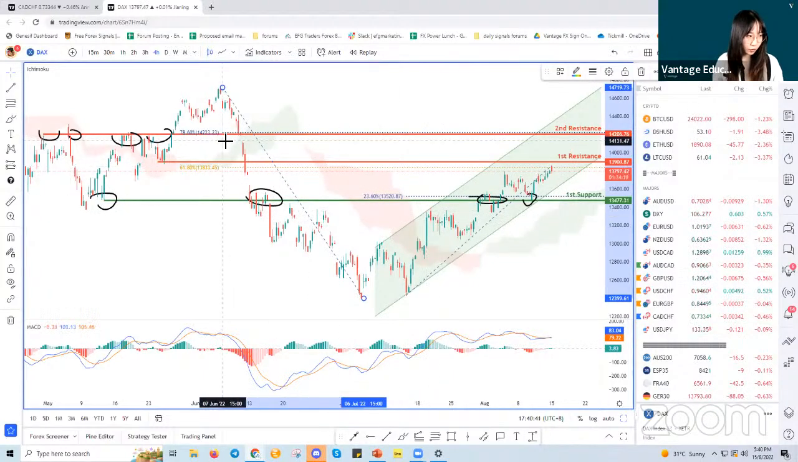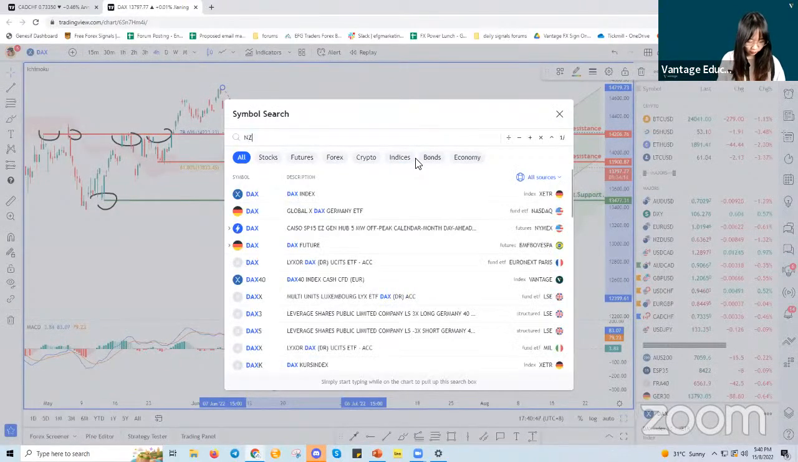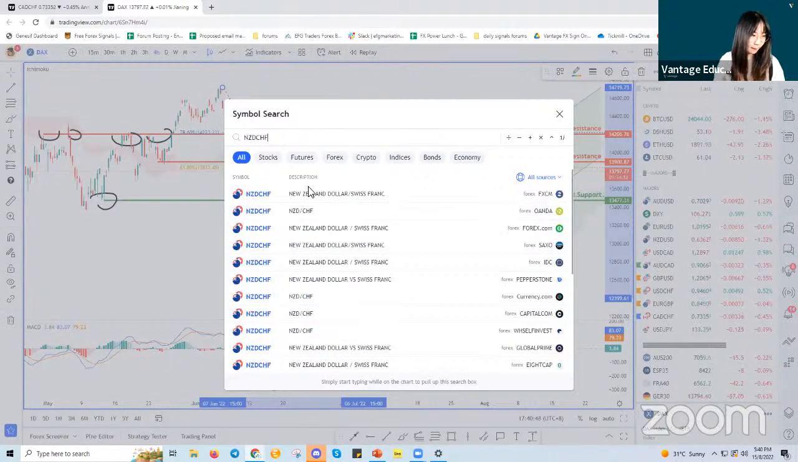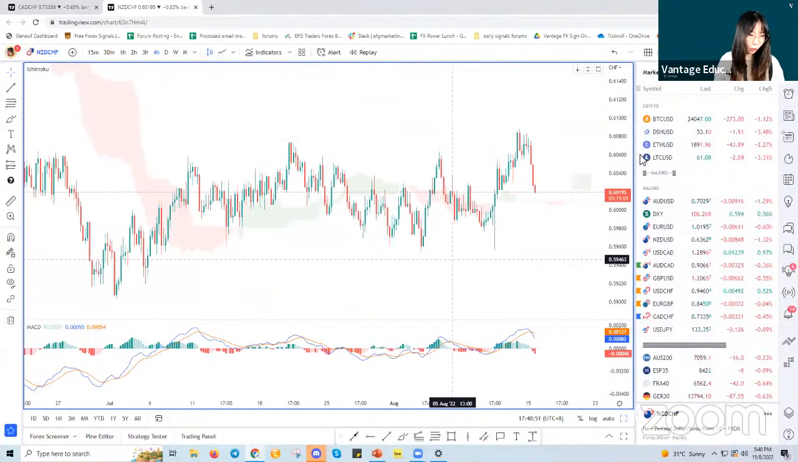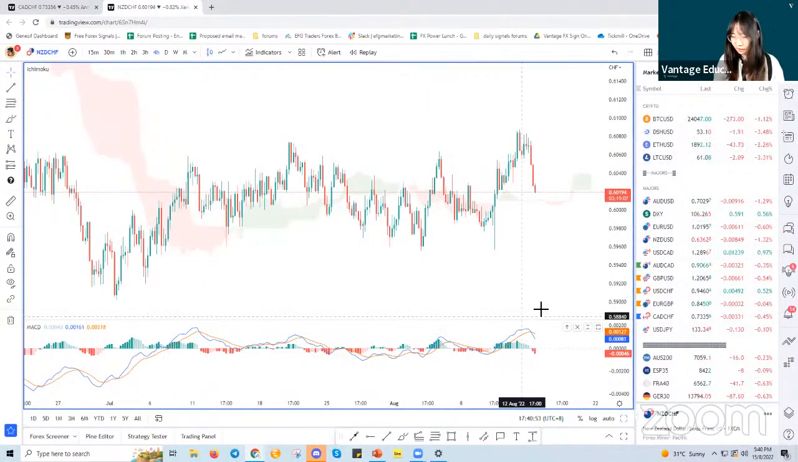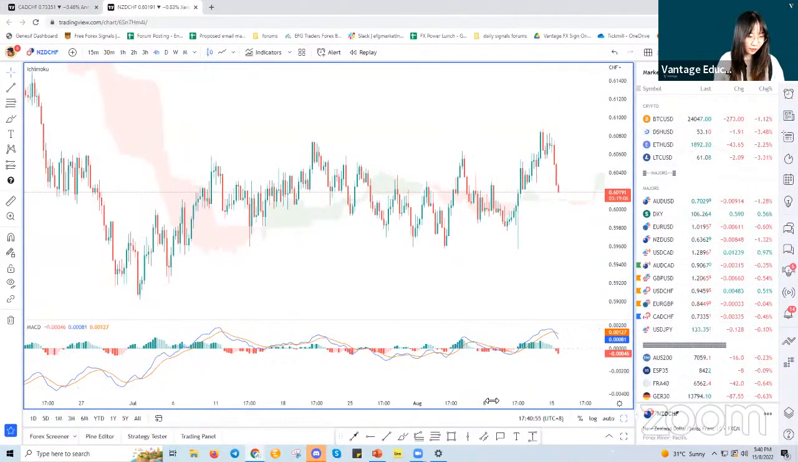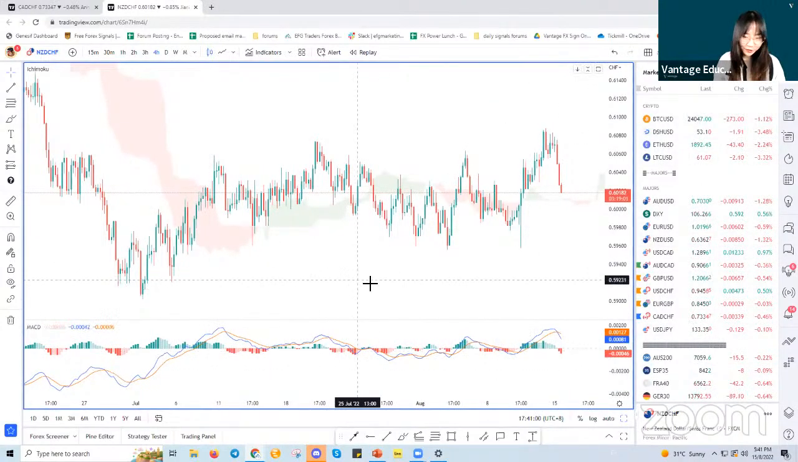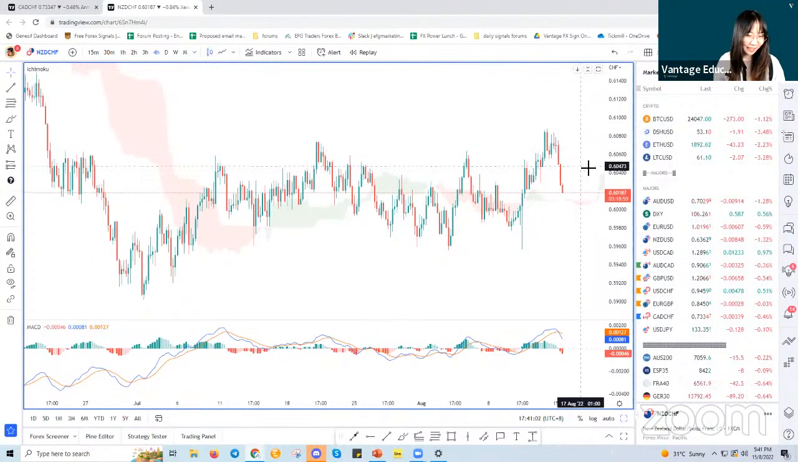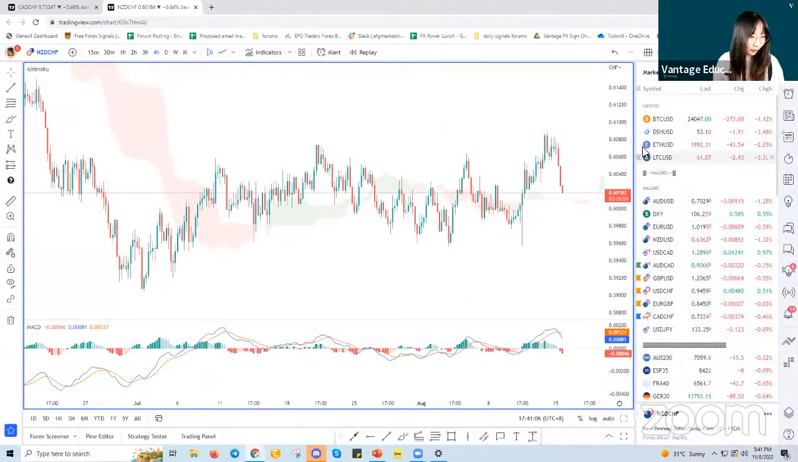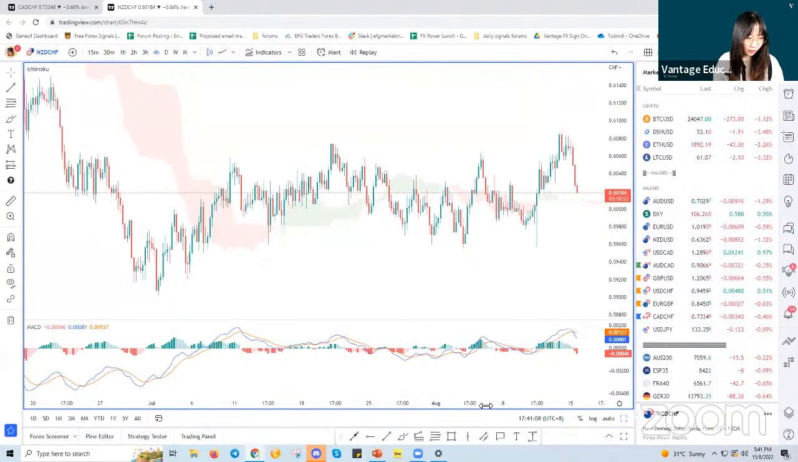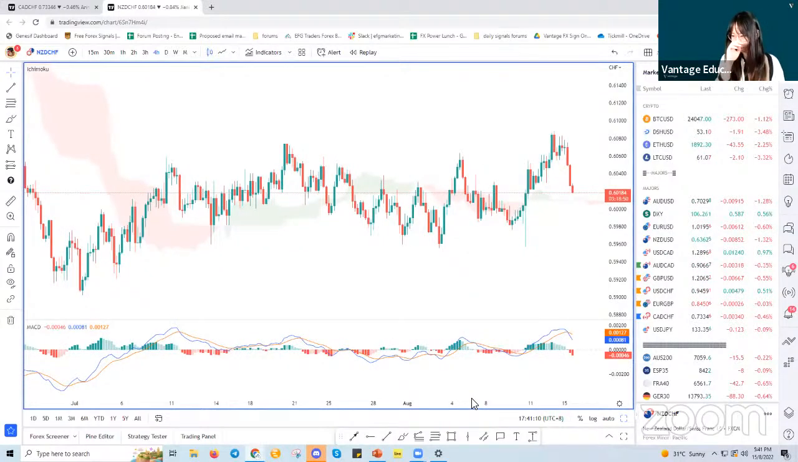And then we move to our next pair, the Kuwaiti dollar Swiss franc. I think because it's not a very major pair, I didn't follow this pair recently, but we can analyze it together.